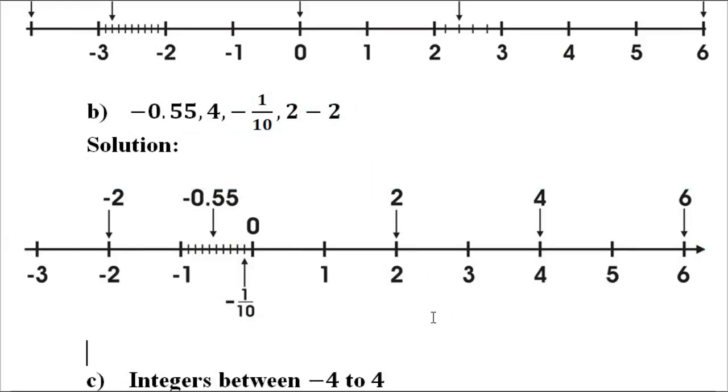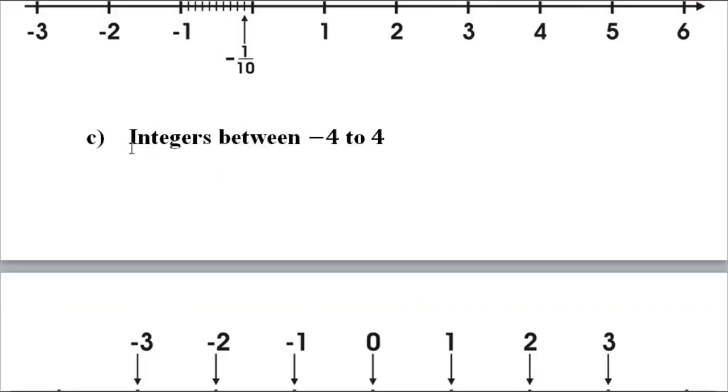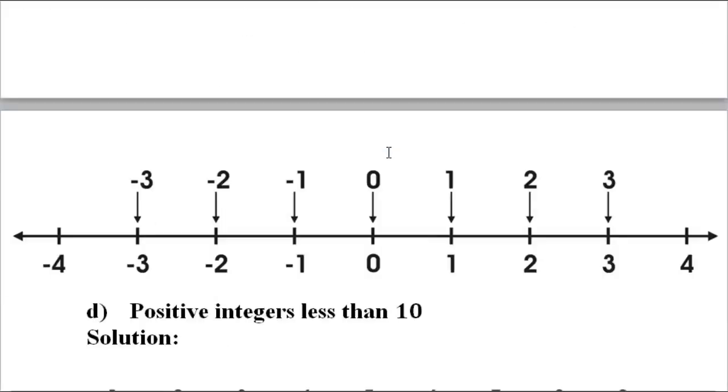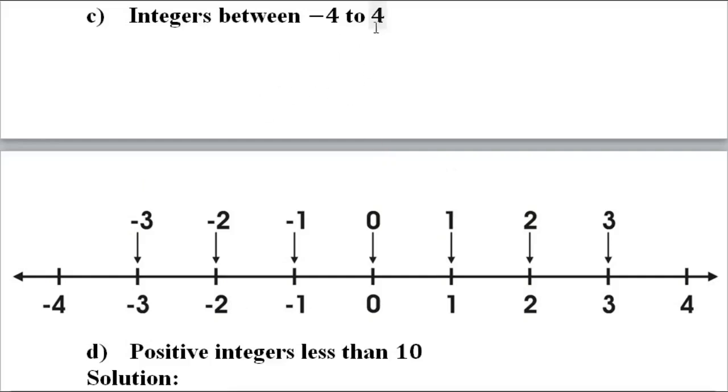The third part of this question is integers between negative 4 and positive 4. The illustration of these numbers on a number line is very simple. I'll illustrate the numbers 0, 1, 2, 3 and negative 1, negative 2, negative 3. The numbers 4 and negative 4 are not included.